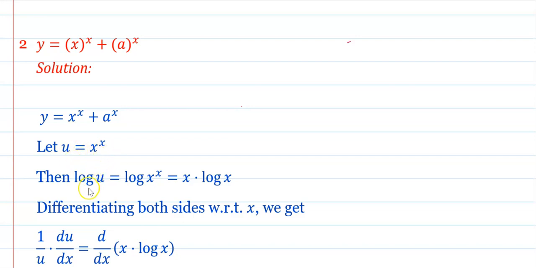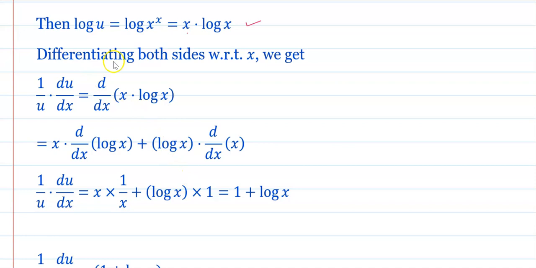Take log on both sides. Log of u is equals to log of x raised to x. Means what? You will get x into log x. Now differentiate this with respect to x both sides. Log of u's derivative is 1 upon u into du by dx. That's equals to d/dx of x into log x. We will apply the product rule to x into log x. x as it is, derivative of log of x is 1 upon x, plus log of x as it is, derivative of x is 1.